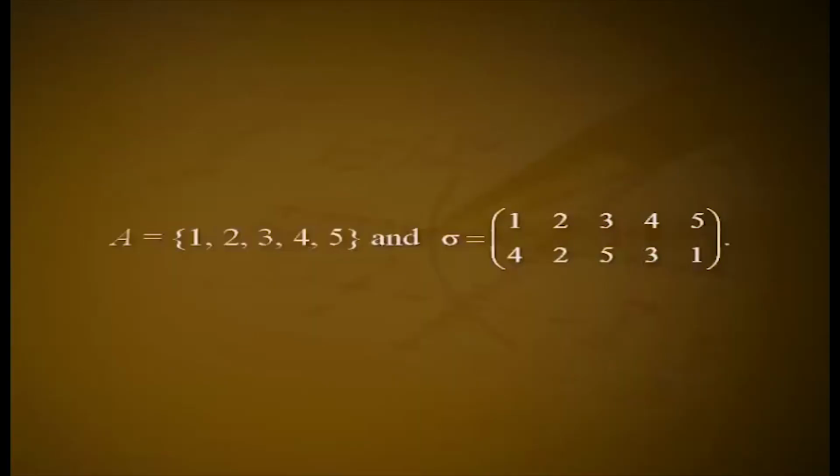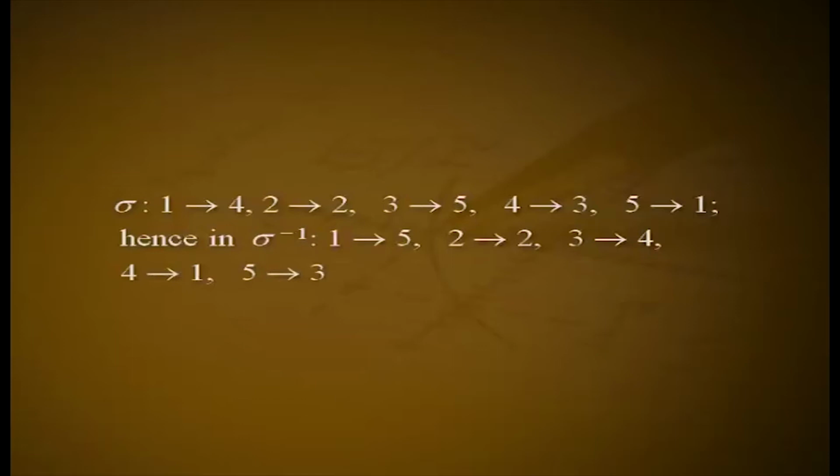Example 5. Suppose that A is equal to the set {1, 2, 3, 4, 5} and σ is equal to the permutation 1→4, 2→2, 3→5, 4→3, 5→1. Find the inverse permutation σ inverse. Solution. Since σ is both 1 to 1 and onto, its inverse map exists and we denote it by σ inverse. Clearly, σ inverse is 1 to 1 and onto and hence is a permutation on A. Now, we find σ inverse.